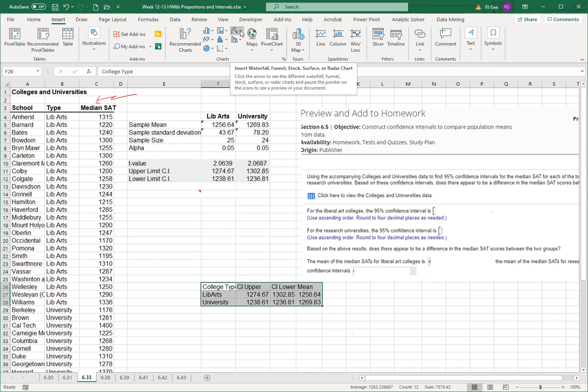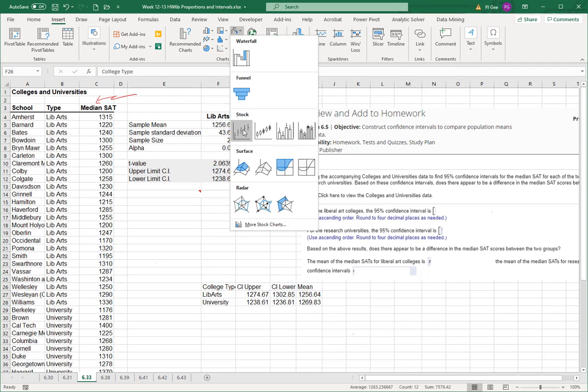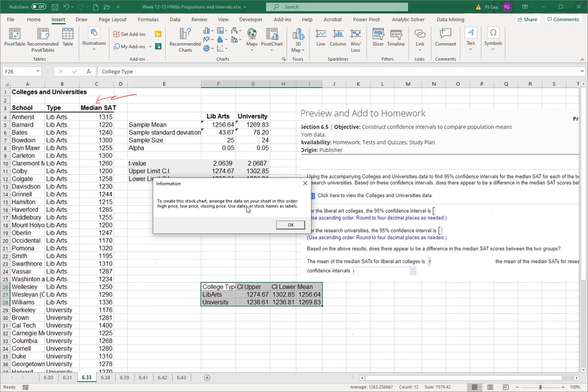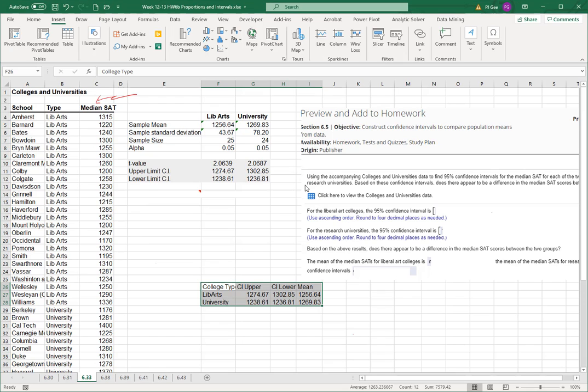Waterfall, stock, surface. Okay, so we want this stock. They wanted to use this high, low, close. I click it and I get this error. So I had to run off and figure out what was going on with this error. I'll show you what happens. You have to fake this out. This is a kludge, all right? They don't say this in the book, so I don't know how they got it to work.